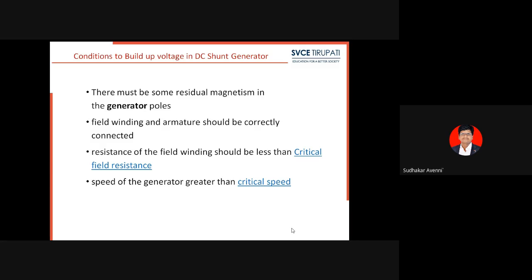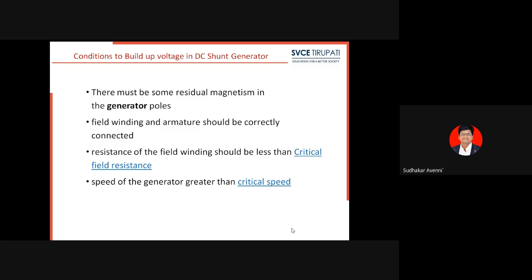Next, coming to the fourth point, the speed must be more than the critical speed. The speed of the generator must be more than the critical speed. What is meant by the critical speed? It is the minimum speed below which the generator fails to build up its voltage.